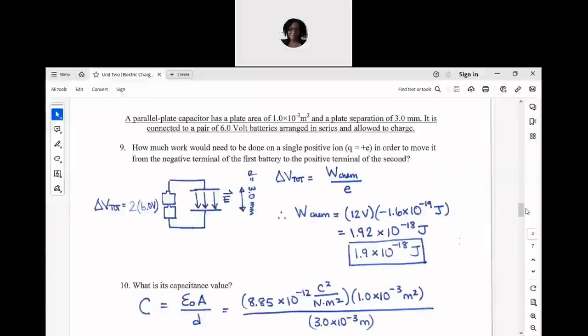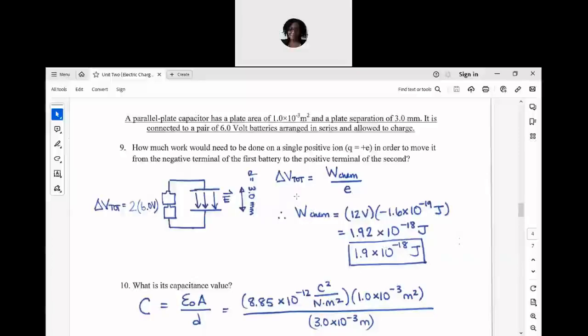Next, we have a parallel plate capacitor with plates of a given area, and we have a separation that is also known. It's connected to 2 6-volt batteries in series, so that essentially means that the potential difference from the bottom terminal of the lower battery to the upper terminal of the upper battery is going to be 12 volts, so 2 times 6 volts. And if the positive terminals are oriented upward, that tells me that the electric field inside this capacitor is going to be pointing down just by tracing the path that positive charges would take.